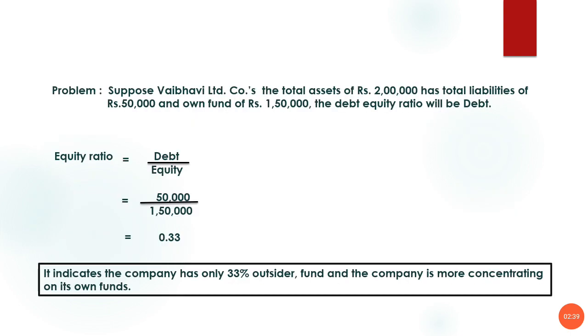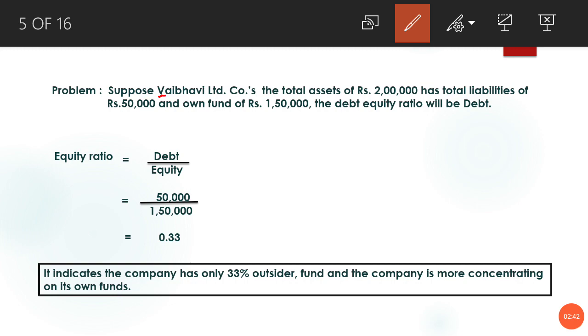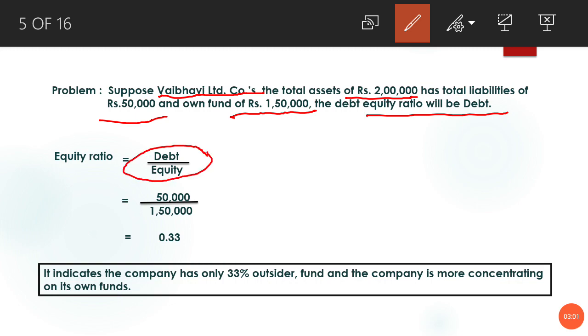Problem. Suppose Vaibhavi Limited company has total assets of rupees 2 lakh, total liabilities of rupees 50,000 and own fund of rupees 1 lakh 50,000. Debt equity ratio is equal to debt divided by equity, which is 50,000 divided by 1 lakh 50,000, equal to 0.33. It indicates the company has only 33% outsider fund and the company is more concentrating on its own funds.